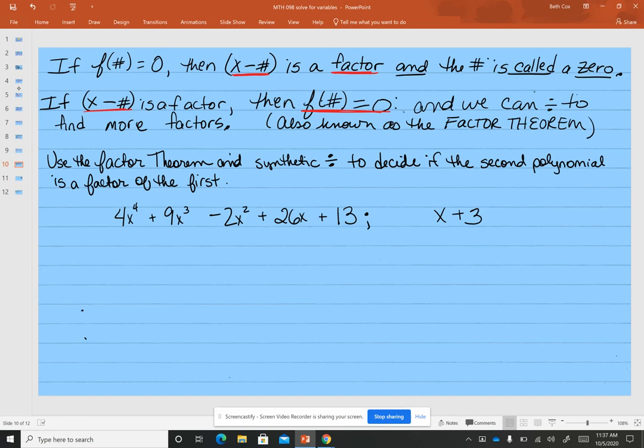It goes back to what we were talking about at the very beginning of this series. When you divide, you get 0, you can divide again, get more factors. Okay, this is the factor theorem. All right, so now we can use this factor theorem and synthetic division to decide if a second polynomial is a factor of the first. Okay, so is this a factor of the first?